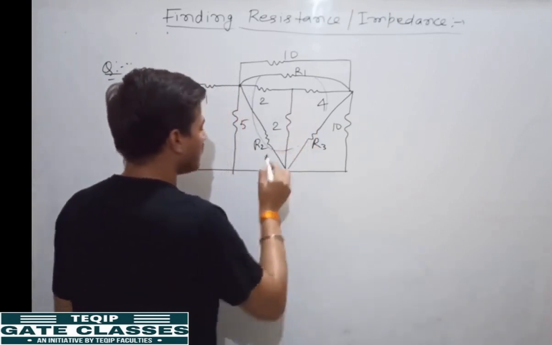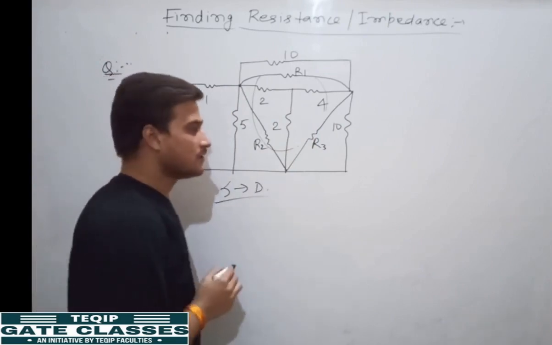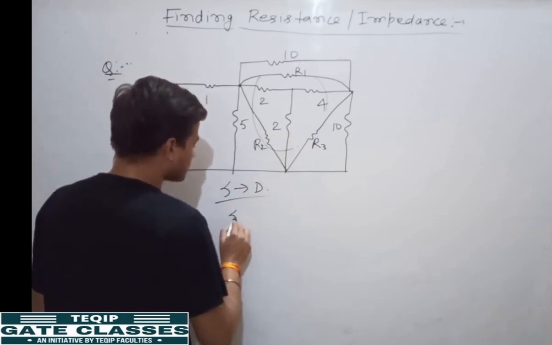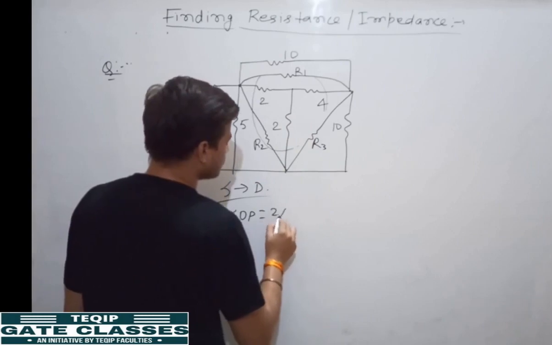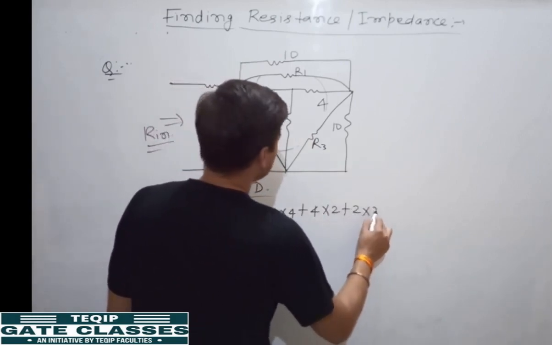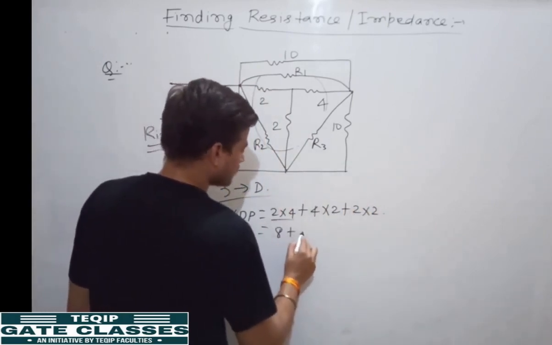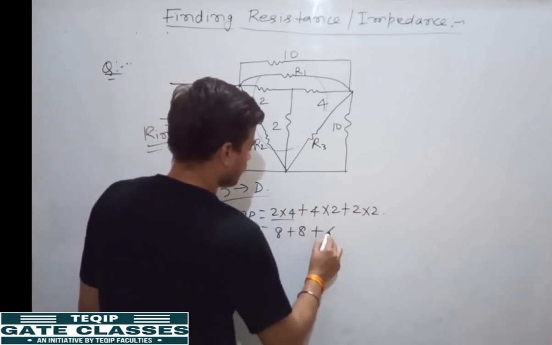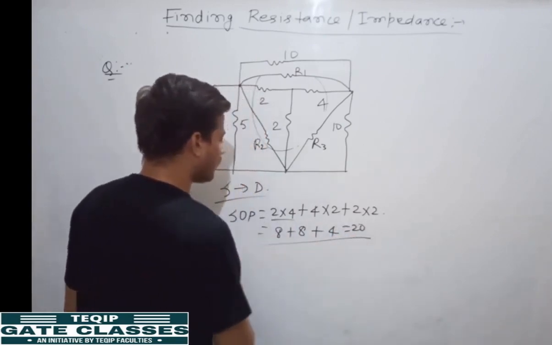Remember, you are converting a star to delta. That means sum of product. Trick is sum of product. So sum of product means, let us calculate sum of product. It will be equal to, there are three combinations, 2 into 4 plus 4 into 2 plus 2 into 2. So here it will be 8 plus 8 plus 4. That means 20. So SOP is 20.